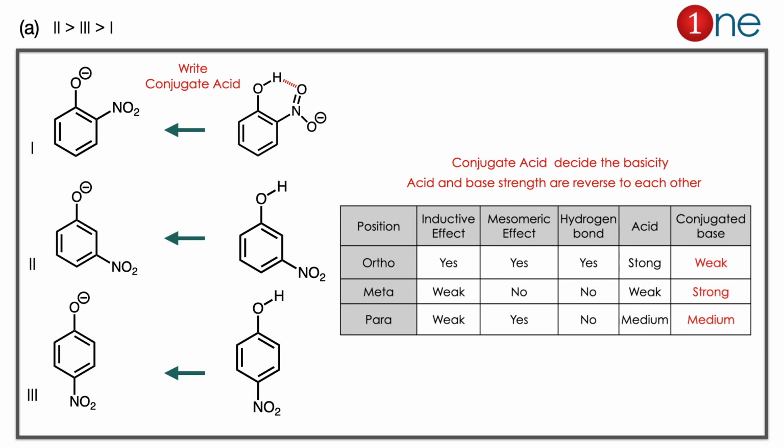So you are analyzing the strength of the acid. The ortho form is a strong acid, so its conjugate base will definitely be weak. A weak base corresponds to a strong acid. Next comes the medium one, and finally the least one. So the order is A: the second one is more basic, the third is next, and the first is the least. Here the concept you have to learn is that you have to find the conjugate acid to find the basicity. Second, ortho and para positions have both mesomeric as well as inductive effect, but the meta position only has the inductive effect, no mesomeric effect.